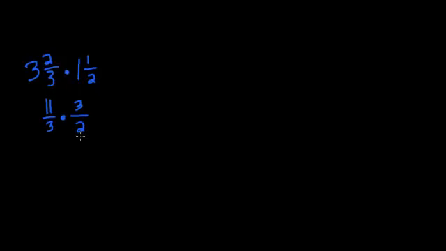Now before we go ahead and start working on this one and multiplying it on out, one thing we can do is we can reduce diagonally here. So we can cross out the 3's, divide both of them by 3, and that gives us 1. So now if we go ahead and multiply, we have 11 times 1, which is 11. 1 times 2, that gives us 2.